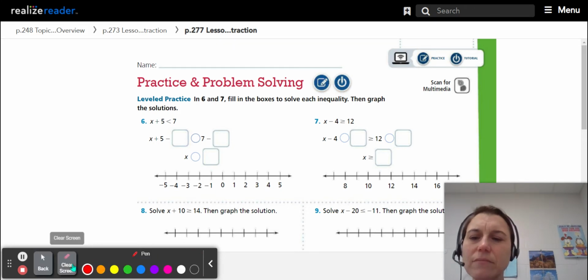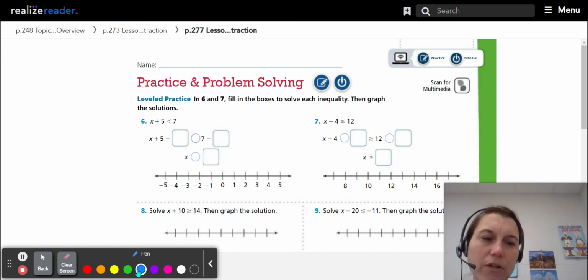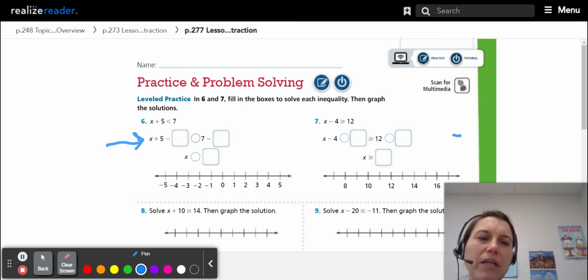Or if you're using a worksheet, then you're just doing the problems on the worksheet. But they have this help for us. They're trying to make it easy for us by putting these little boxes and things in, but sometimes the boxes make it harder. So I'm just going to ignore those and solve this on my own.